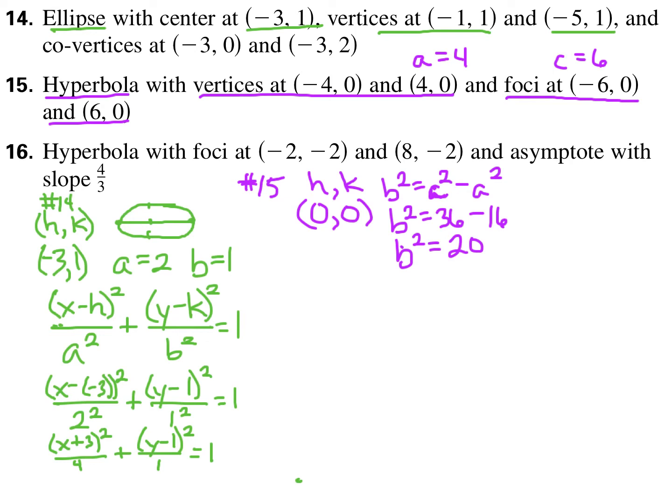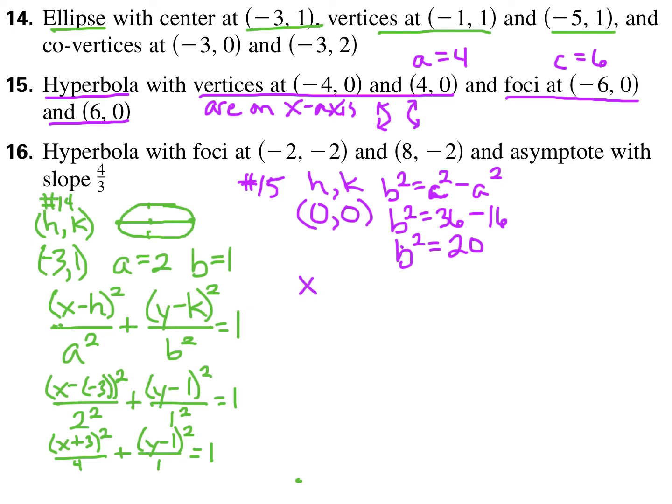So because this has a horizontal transverse axis, in other words, the vertices lie on the x-axis, that means that it has a horizontal transverse axis. In other words, it opens left and right. That means that my x term is positive.